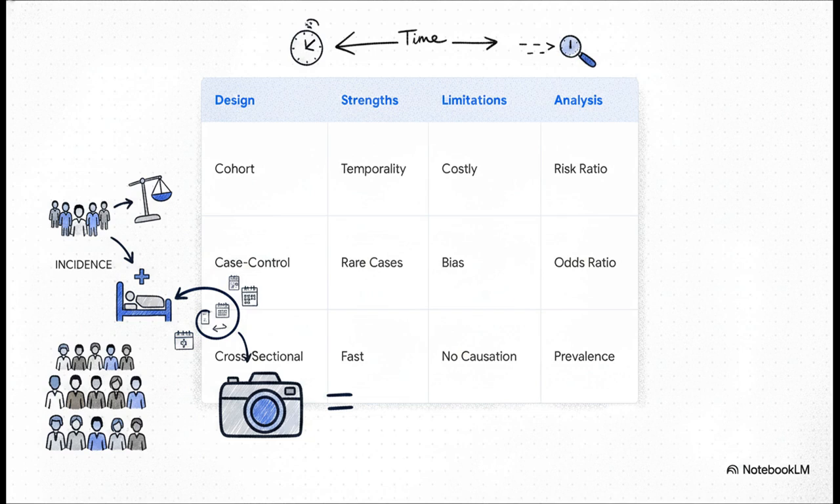As you digest this explainer, I really want you to mentally file observational studies by their relationship with time. It makes it so much easier. Are the researchers defining exposures and journeying forward over time to find incidence? That's a cohort, and it gives you a risk ratio. Are they starting with sick patients and looking backward through their history? That's a case control, giving you an odds ratio. Or are they just pausing time entirely to take a snapshot of a population today? That's a cross-sectional study, giving you prevalence.